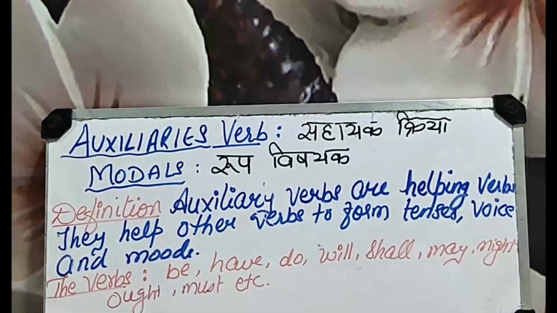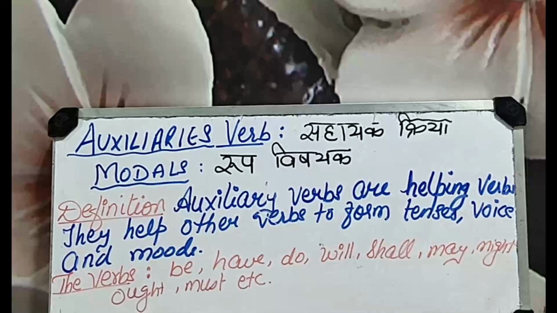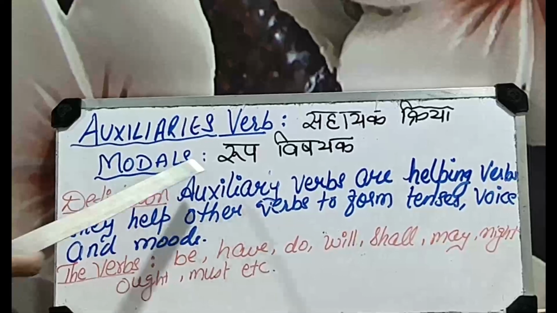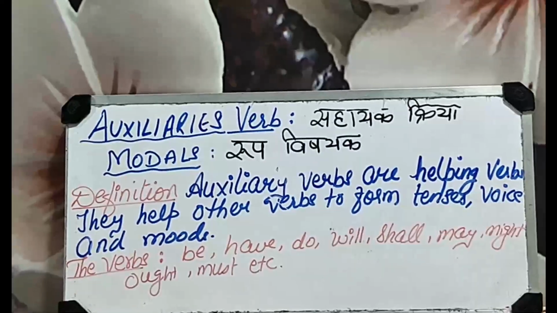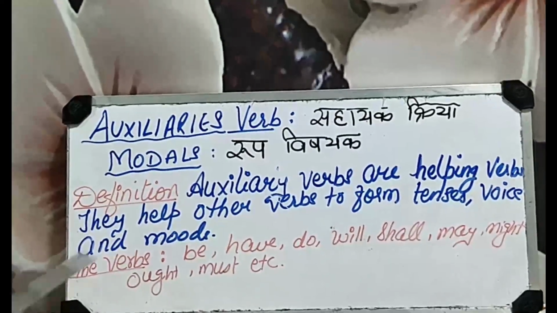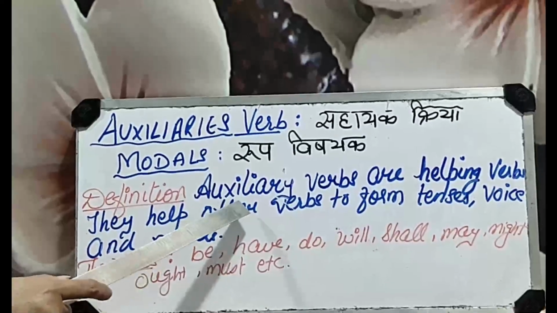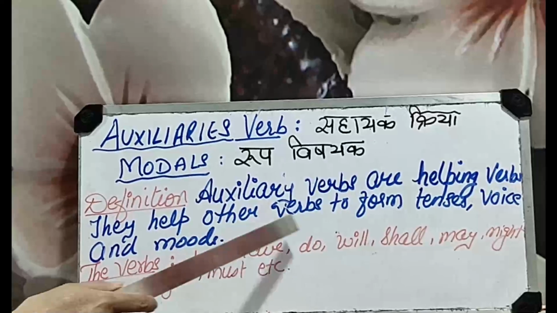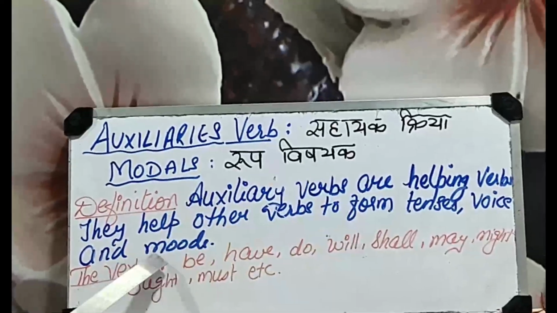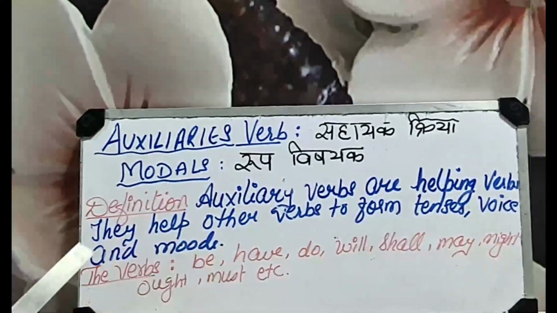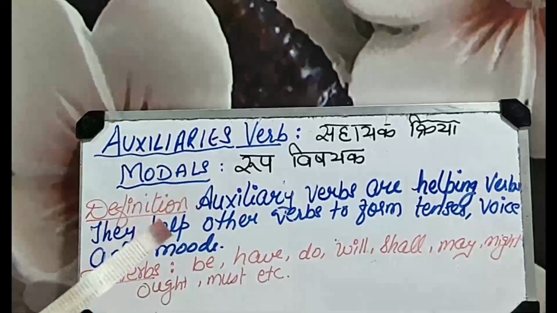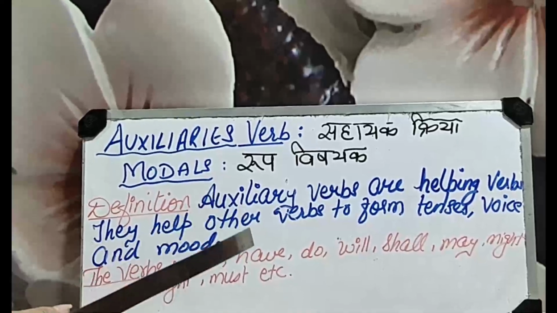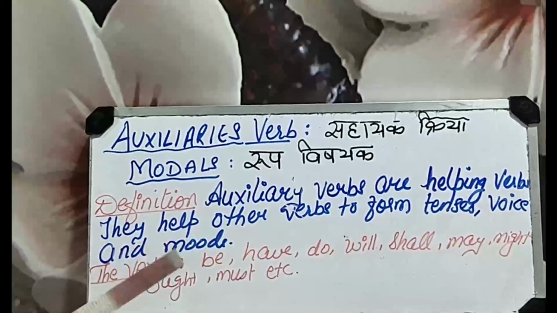Now we will see auxiliary verbs. Auxiliary verb is सहायक क्रिया, और मॉडल्स जो होता है उसको हम रूप विषयक कहते हैं. First of all, we will see the definition of auxiliary verb. Auxiliary verbs are helping verbs. They help other verbs to form tenses, voice and moods. So this definition is clear: auxiliary verbs are helping verbs, and they help other verbs to form tenses, voice and moods.